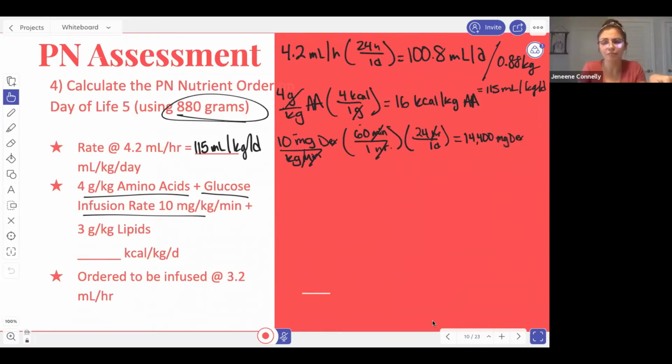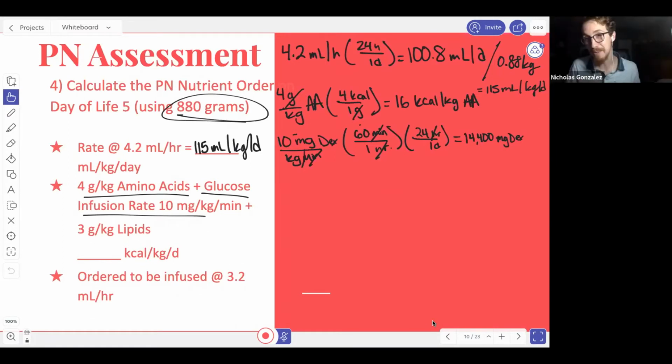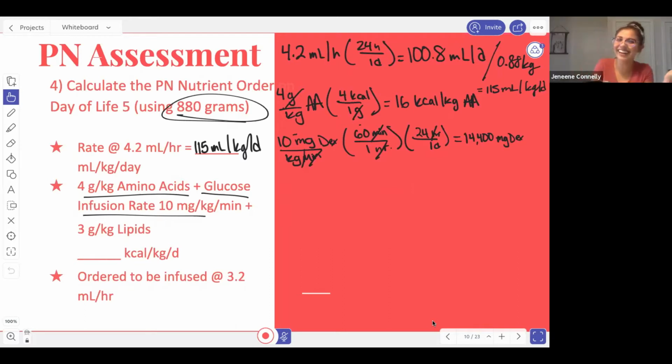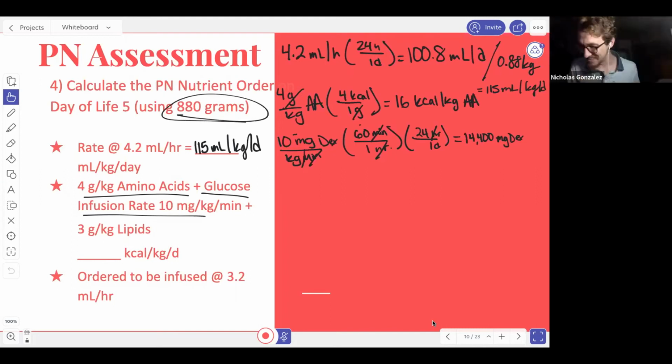1440. Right? Oh, times 10. You did times 10. That's okay. That's why practice makes perfect. See, guys? Okay, yes. And then we have the kilogram left and the days left. So milligrams of dextrose per kilogram per day.